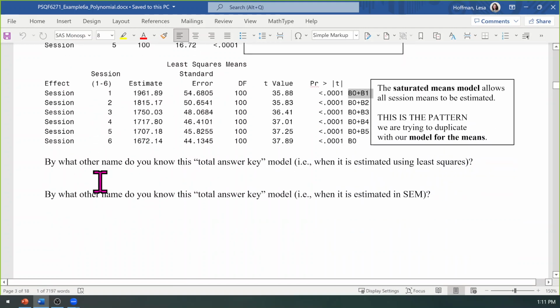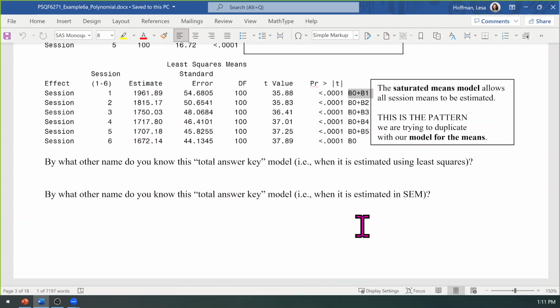All right, I have a few questions for you, the audience participation portion of the program. By what other name do you know this total answer key model when it is estimated using least squares? How else would you have learned this model? Between groups? Not quite, because there are no groups yet, but you're on the right track. It's another ANOVA. Repeated measures ANOVA? Yes, it is. Which kind? Unstructured. It is unstructured, but that's not the word they use. It starts with an M. Multivariate. There you go. This is MANOVA, folks.